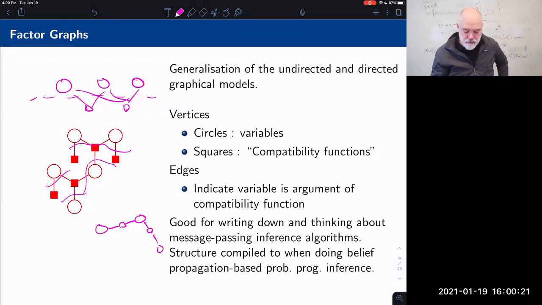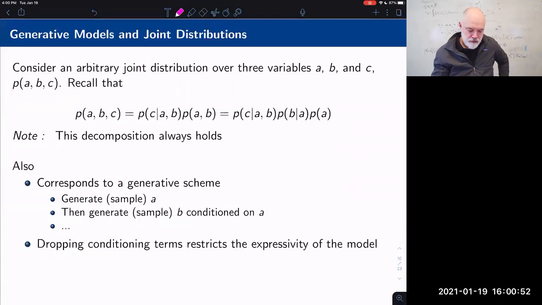Factor graphs are really a very nice notation and formalism for writing down and thinking about message passing inference algorithms, which we won't worry about too much in this course. But if you have implemented or heard of belief propagation or expectation propagation or something like that, there are probabilistic programming systems that work in factor graph formalisms and develop general purpose inference algorithms using factor graphs. Again, that's not what we're going to cover.